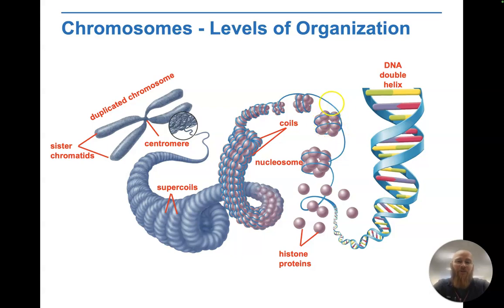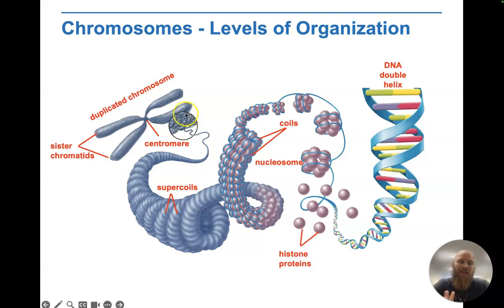Whenever I have a bunch of nucleosomes, they can actually come together and tightly compact into coils. You take enough of those, you get supercoils. And then if you compact all those supercoils and you see them all together, that is what we're actually looking at whenever we're seeing a chromosome.